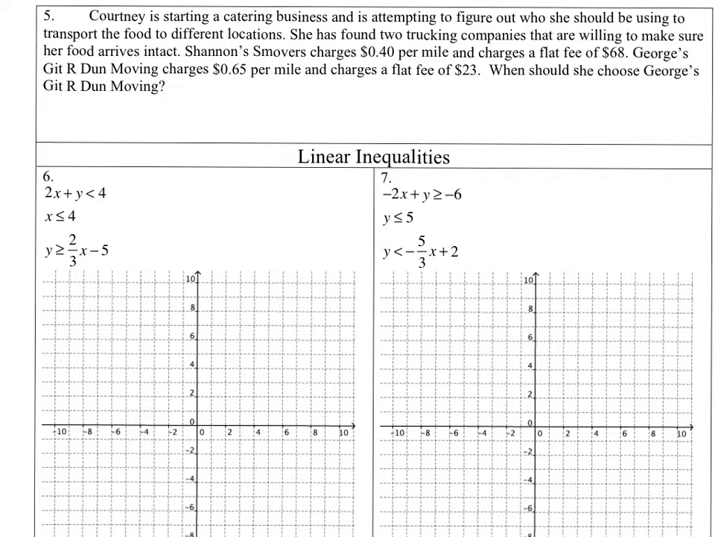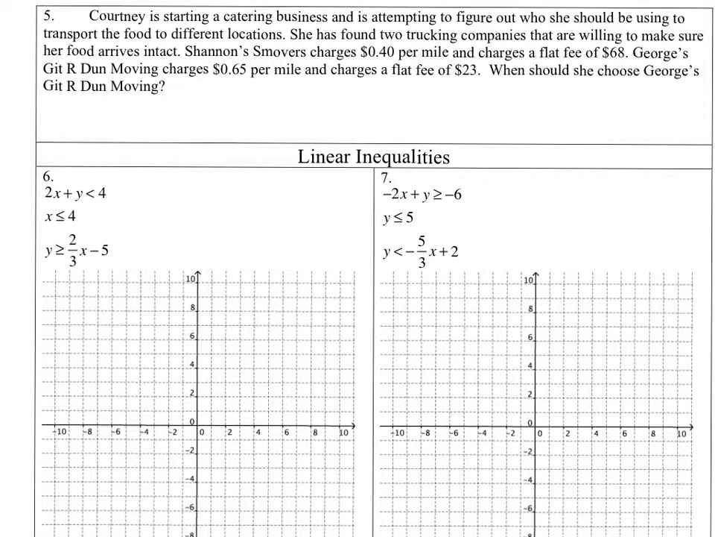Courtney is starting a catering business and is attempting to figure out who she should be using to transport the food. She has found 2 trucking companies that are willing to make sure her food arrives intact, because that's important. If it arrives in pieces, that's a problem. Shannon's Schmoovers, 40 cents per mile, flat fee of $68. George's Get Her Done Moving, 65 cents per mile, flat fee of $23. When should you choose George's?